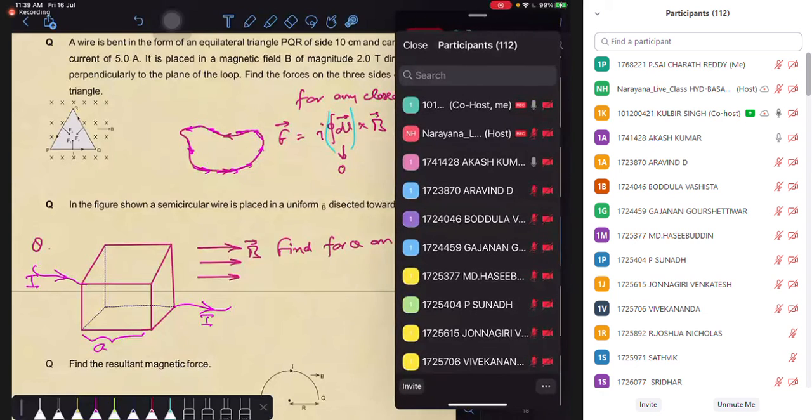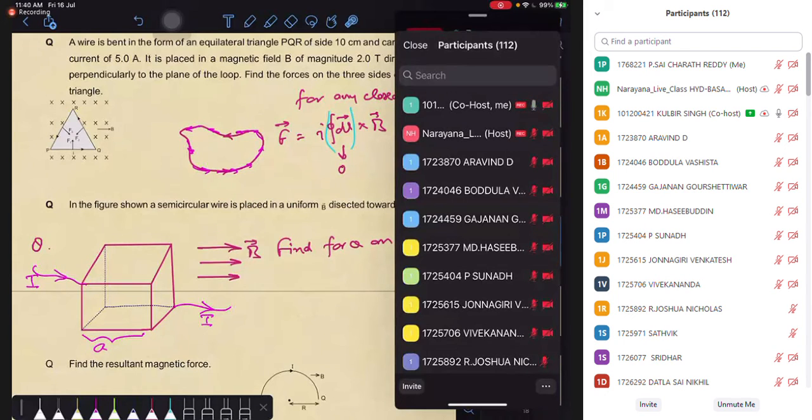So let's see. I don't think so, that a √3 term will come. I don't know the answer, but it seems to be a little wrong. So anyone else?